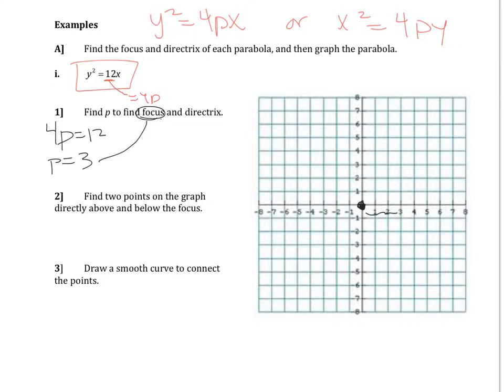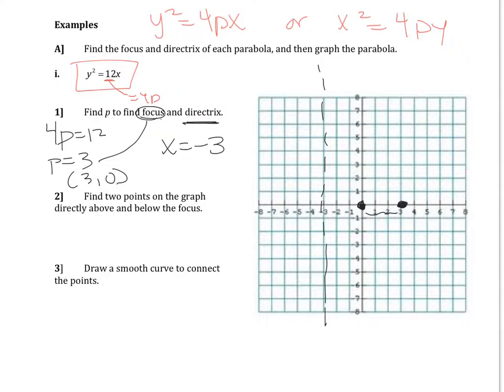And because we know we're going to be opening to the right, we know that the focus is going to be out here. Right, because the focus is kind of inside the U, and the directrix is on the other side of the parabola, right? It doesn't cross through the parabola. So my directrix then is going to be a vertical line kind of behind our parabola, and the equation of that line is x equals negative 3. So the focus is the point (3, 0). The directrix is the equation x equals negative 3.